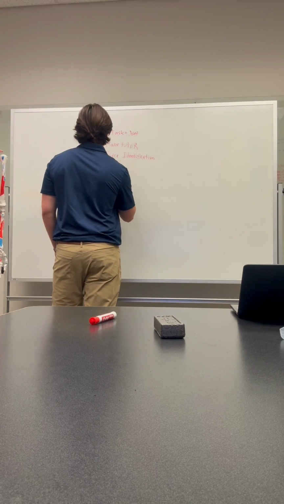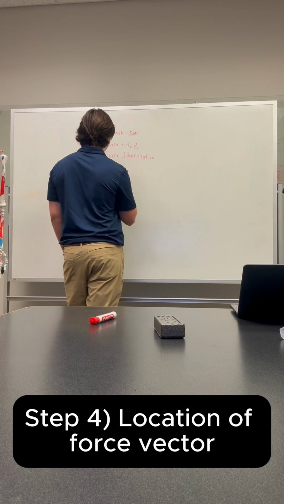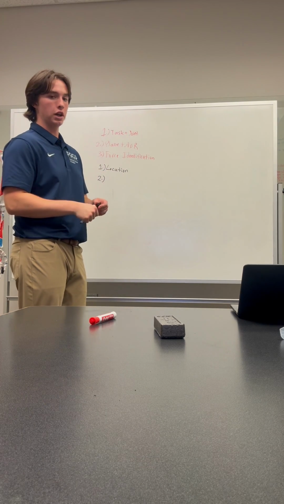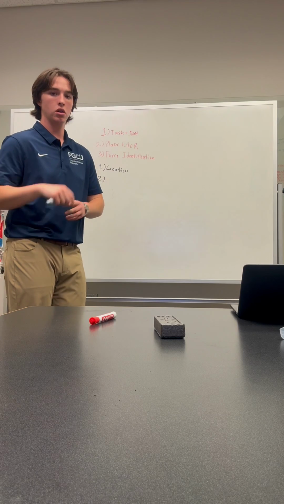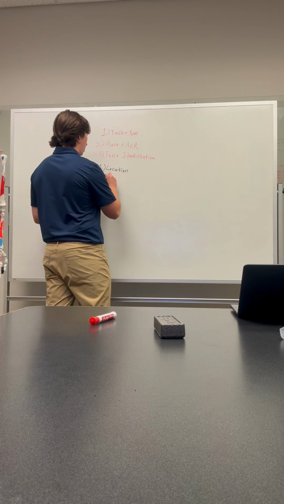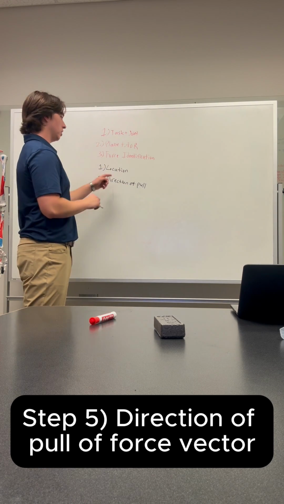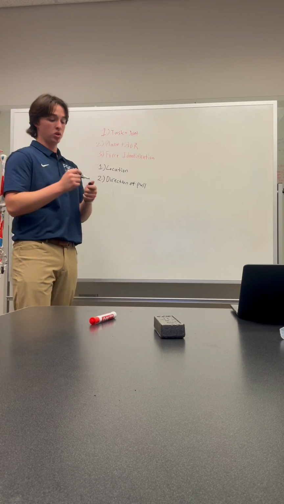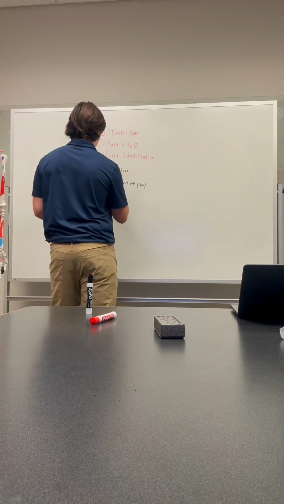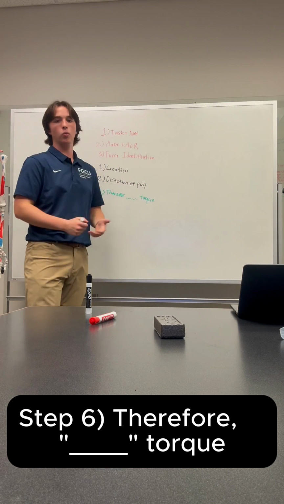The location of the vector in relation to the axis of rotation. Again, sorry I said that fast. The location of the vector in relation to the axis of rotation in that movement specifically. Then the direction of the pull. The direction of the pull is performed by the vector in which we found the location and the direction in which it pulls. And then you get back to your answer. You get back to, therefore, blank torque.